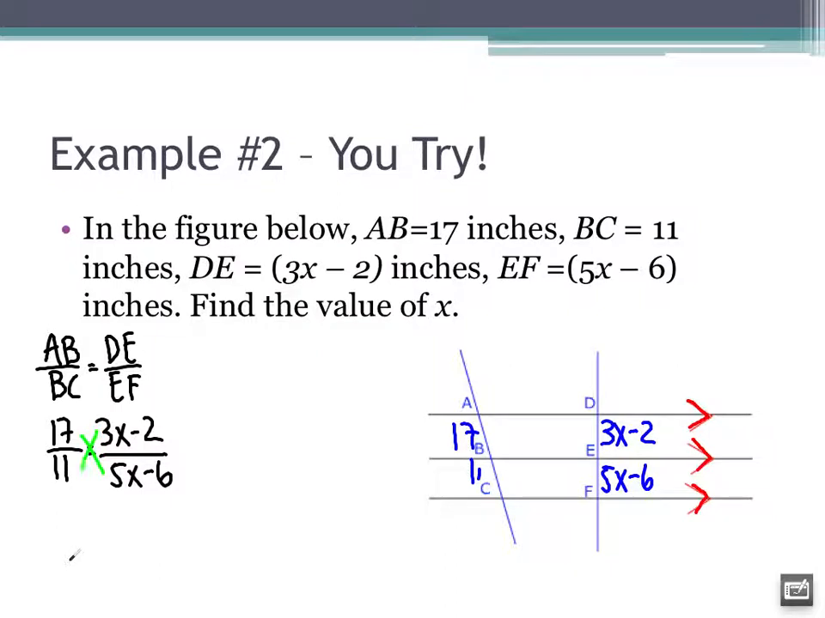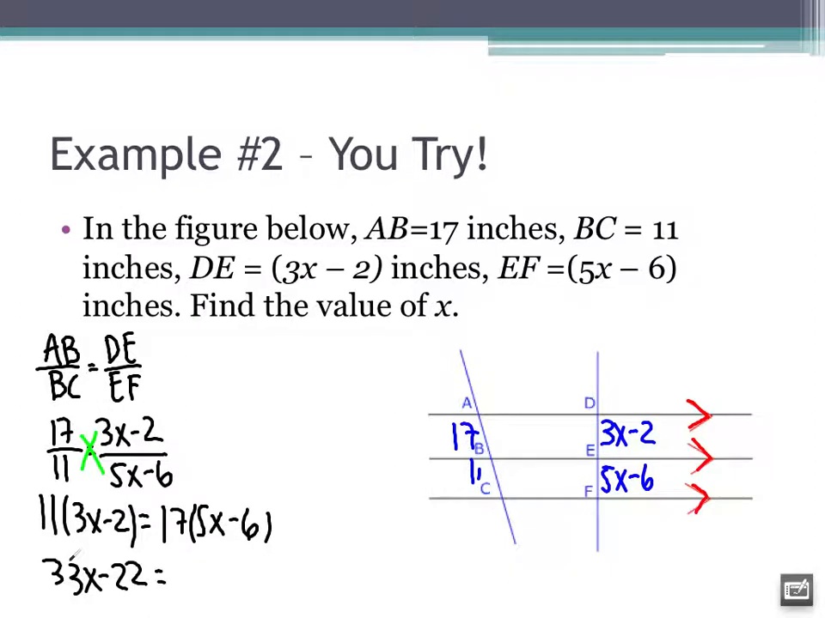Okay, now we're going to do our cross products. 11 is going to be multiplied by 3x subtract 2. 17 is going to be multiplied by 5x subtract 6. Distributing, I have 33x subtract 22. That's equal to 85x subtract 102.